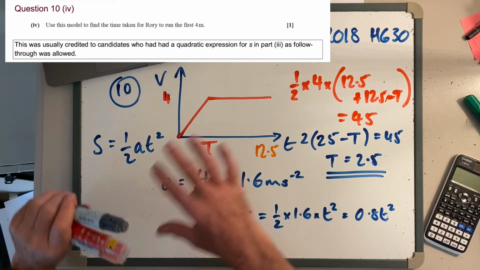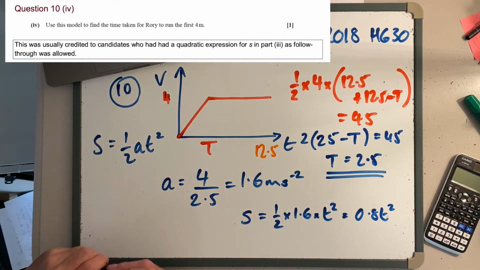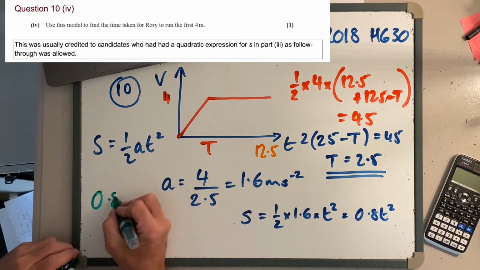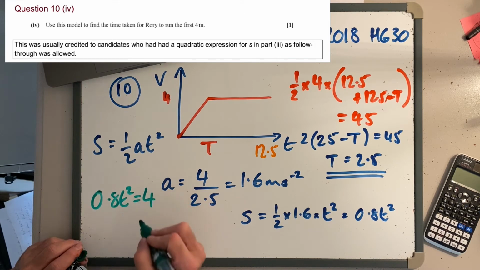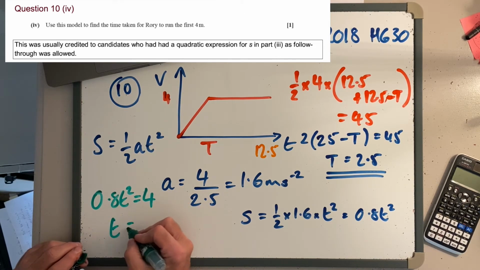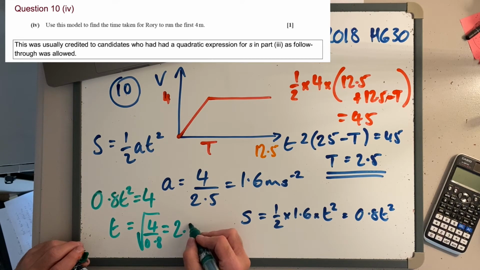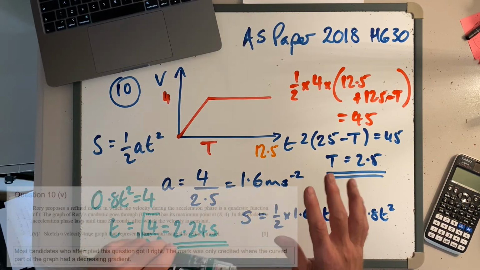Then it says use this model to find the time taken for Rory to run the first 4 meters. Right, I think I need to clean this all up here, but maybe I can squeeze it in here. Okay, so I know that 0.8 t squared equals 4. And so therefore t equals the square root of 4 over 0.8, which equals 2.24 seconds. Okay, so now I need to get to the next question, but I need to wipe all this down because it's another part to it.